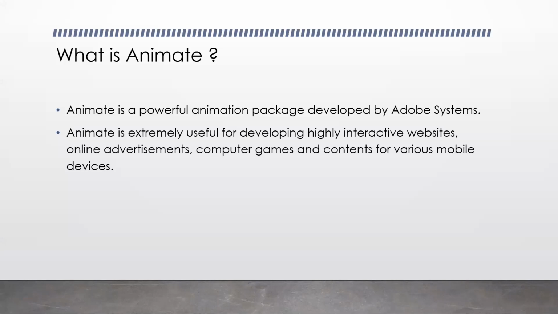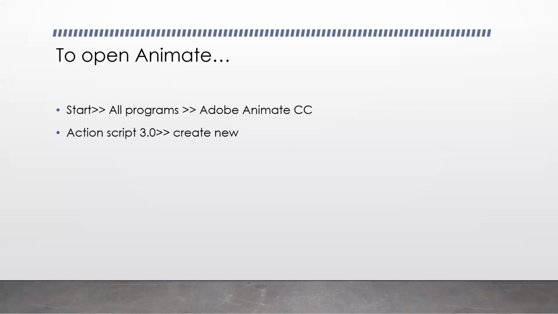Okay, so after installation, to open any software, what do we have to do, beta, we will always click on the start menu, then we'll click on all programs, and then we have to select Adobe Animate CC in order to open this particular software. And in Adobe Animate CC also, we have to click on ActionScript 3.0, and then you have to click on Create New. Okay, so this is the whole procedure of creating a new animation in the Animate CC package. Okay, so this only you have to learn from this part.